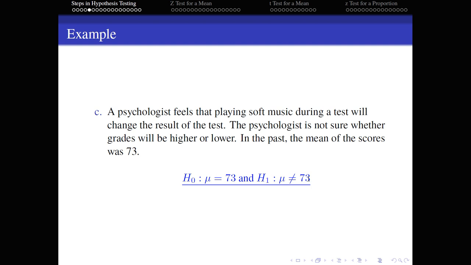This is my alternative. I'll say typically in statistical testing, I advise clients to write not equal to. Even if you think it's going to be higher or lower, this tends to be better statistical practice in general, unless you have a really good reason to think one direction or the other.